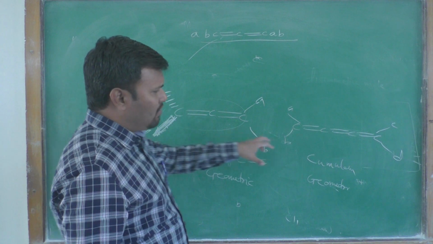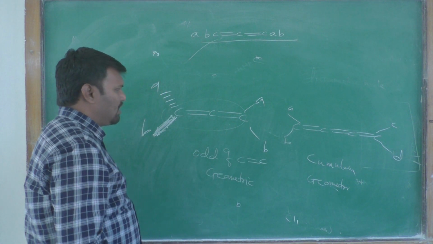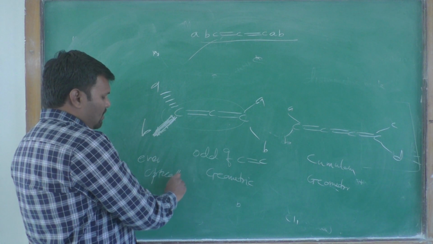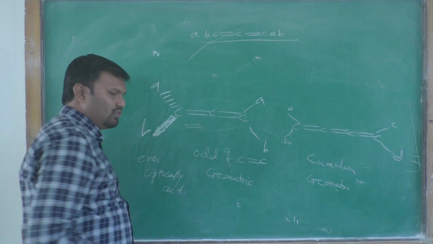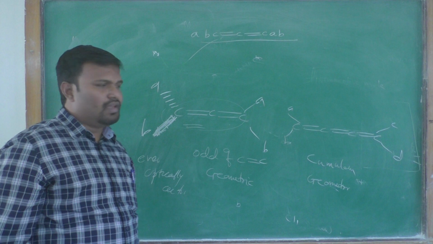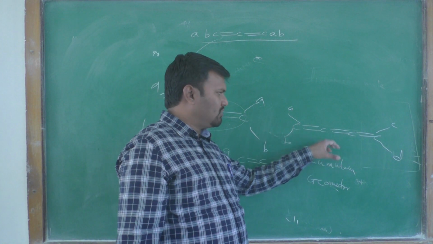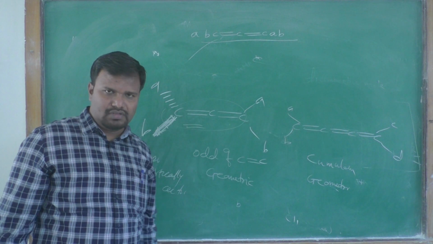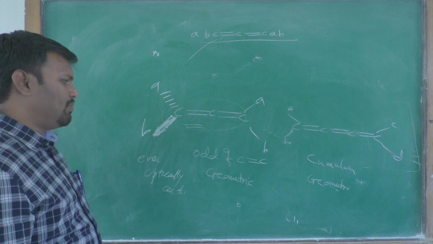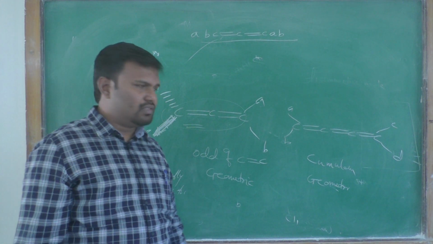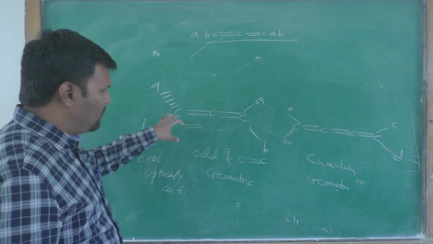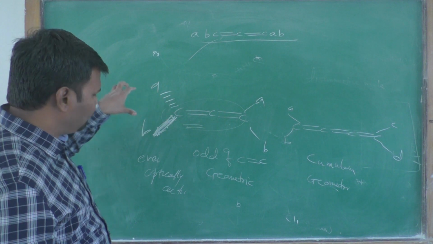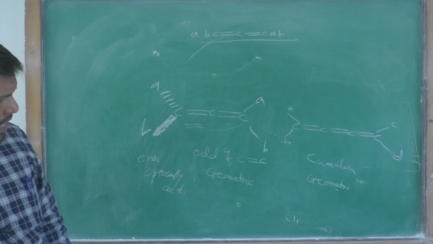If an odd number of double bonds is there in cumulative, then it shows the geometrical isomer, and if an even number of double bonds is there, then it is optically active, and its nature is like the allene. So it looks like the allene. When you increase the double bonds in cumulative, this compound with more than two bonds in allene is called a cumulative compound. And if an odd number of double bonds is there, it shows the geometrical isomer, and if an even number is there, it looks like the allene and is optically active.